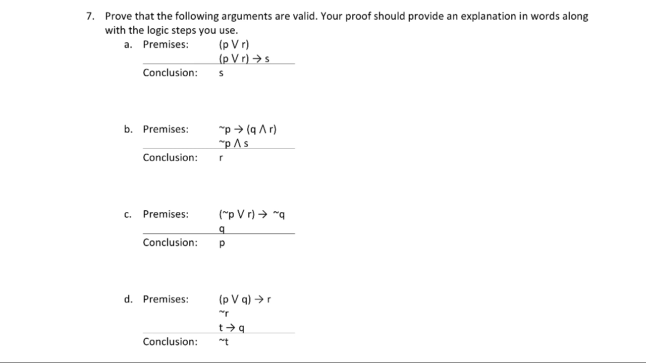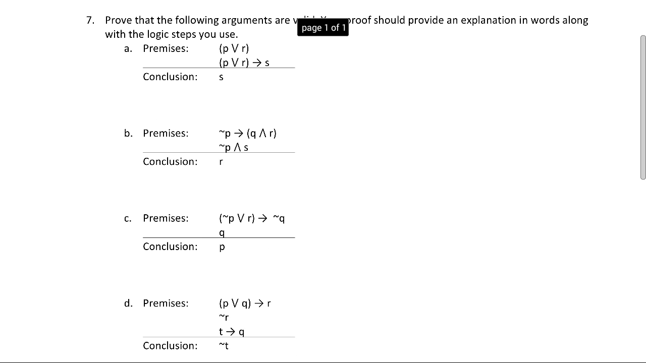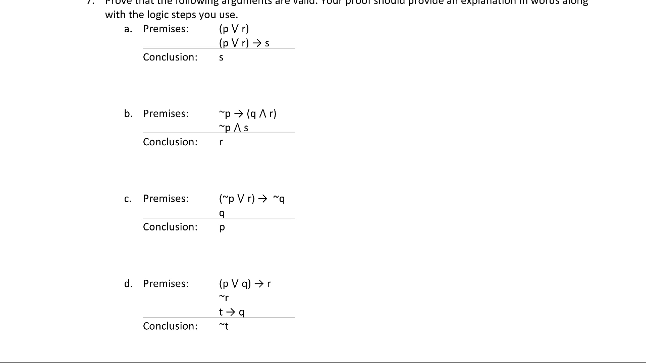Okay, in this video I'll do this problem, which is a number of arguments where we're supposed to do logical arguments, and there are A through F of them, but you'll see they're not too bad. Part A gives as a premise P or R, and it also tells us as a premise that if you have P or R, then you have S. Well, we directly conclude S due to direct inference.